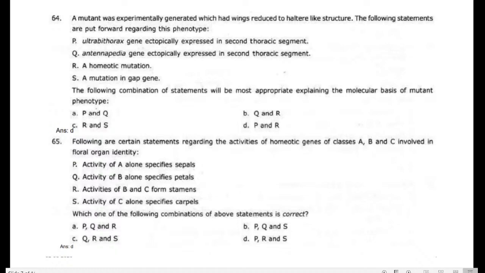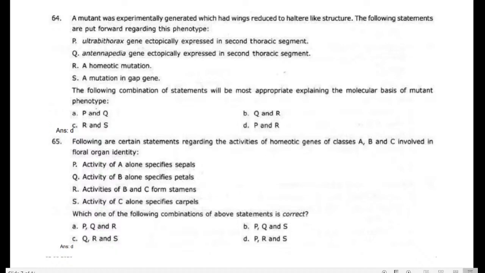Halteres, okay. This is the overall concept about the halteres. Here they asked what kind of mutation reduced the wing to a haltere. That modification, as I told, is the modified wing. This modification happened with the Ultrabithorax.